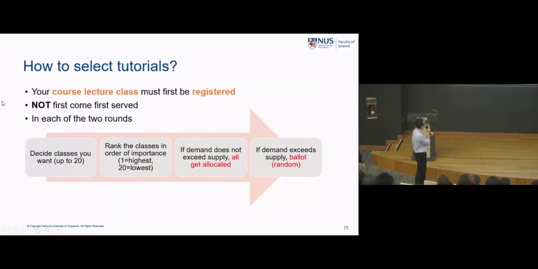How to select tutorials? Obviously, as mentioned, you must first be registered for the lecture of that course before you can go into the tutorial registration system. So, in each of those 2 rounds, you rank the classes, which time slot you want the most, all the way down to up to 20 different time slots, if there are that many. If the demand does not exceed supply, all get it. If the demand exceeds, then there will just be a random balloting done by the system. All right, so anyone who is not successful in that first choice, first rank, will drop into the second choice time slot.